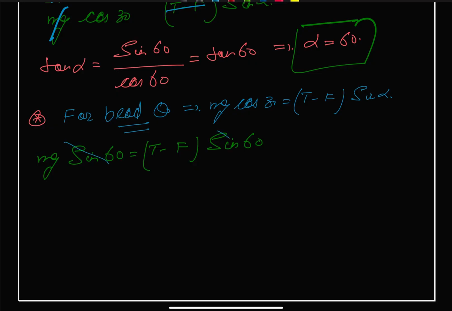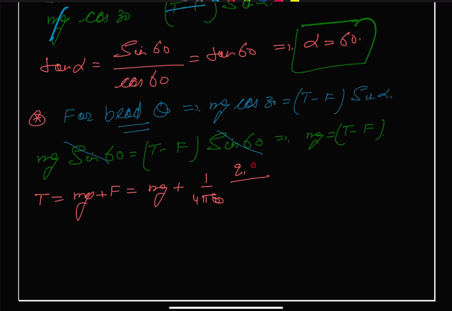Sine of 60 cancels out. This gives us that mg is equal to T minus F, and F is the electrostatic force, of which the formula we already know. So we can say our tension T will be equal to mg plus F, which can be written as mg times 1 plus, and that force F is the electrostatic force, that is 1 upon 4 pi epsilon naught product of the charges divided by the distance between the two, which is given as L, and its square. So this is our tension T in the string.